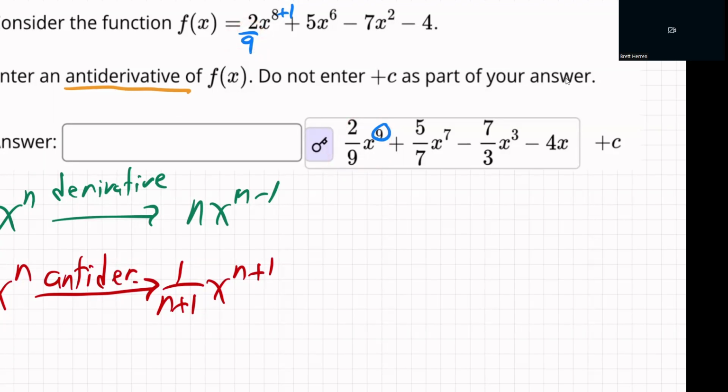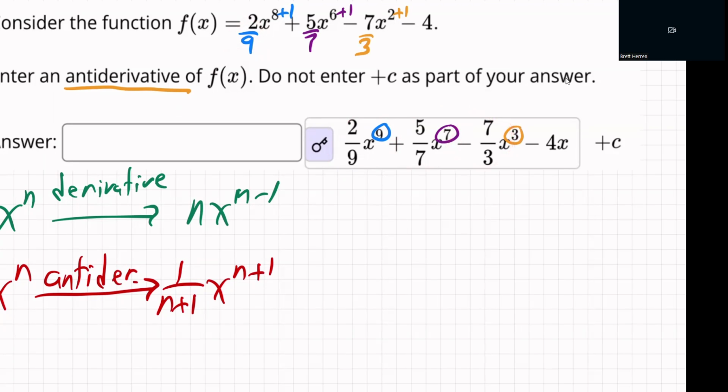Same thing on the next one. Add 1 to the power. That's how they got that 7, and then divide by that. So that's how they get that 5/7. Next one, same thing. Add 1 to the power. That's how they got that third power. And then divide by that. That's how they got that.